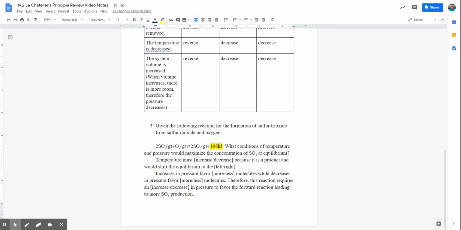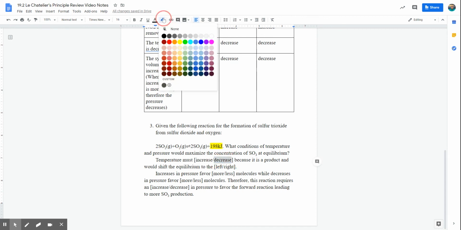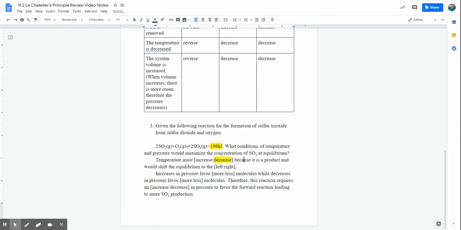But if I create a vacuum on the right-hand side, so if I remove heat, so if I decrease the heat, I'll highlight it right here, okay? If I decrease the heat, then what's going to happen is it'll create a vacuum and it'll shift it to the right, or as we were writing earlier, the forward reaction. So that would be the forward reaction.